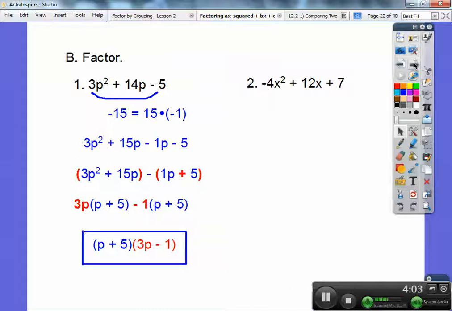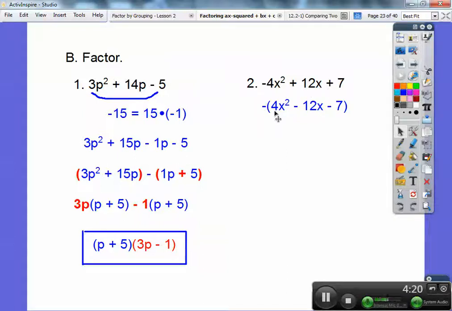All right, on this one, when it starts off negative, I need it to be positive. So I'm going to pull a negative out of that, out of that, out of that. Now, it doesn't disappear. I'm just factoring it out. So there it is right there. I just factored it out and made that positive, made that negative, made that negative.